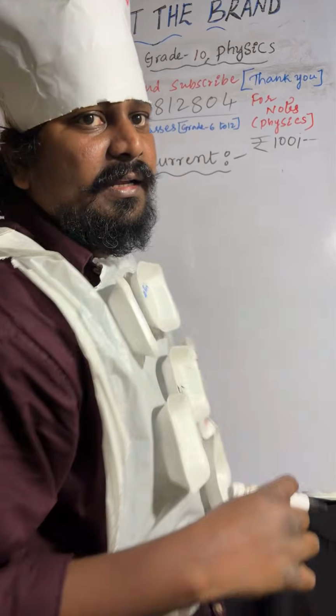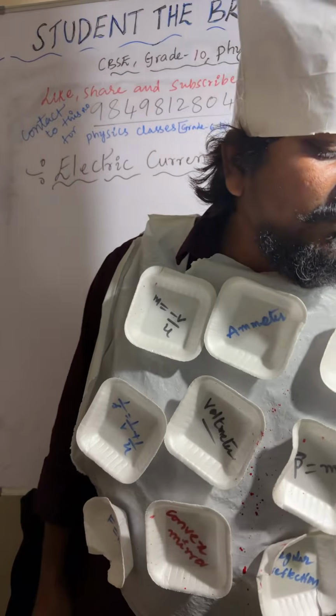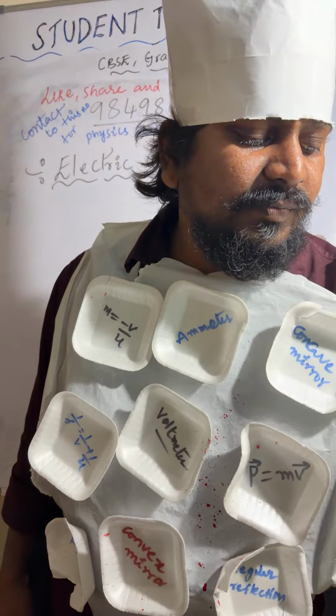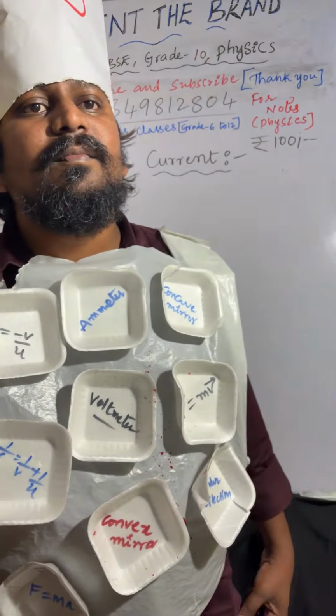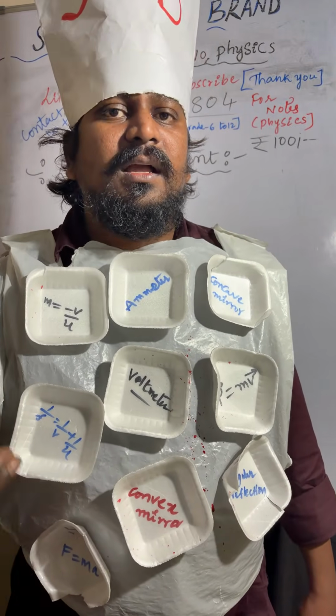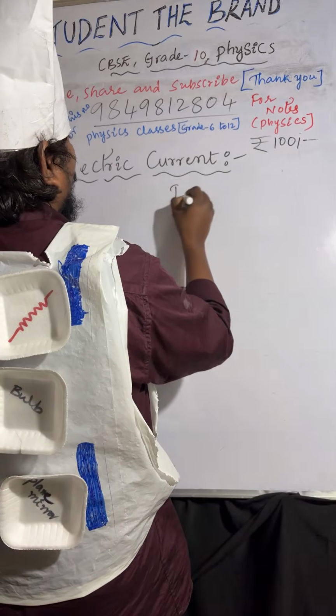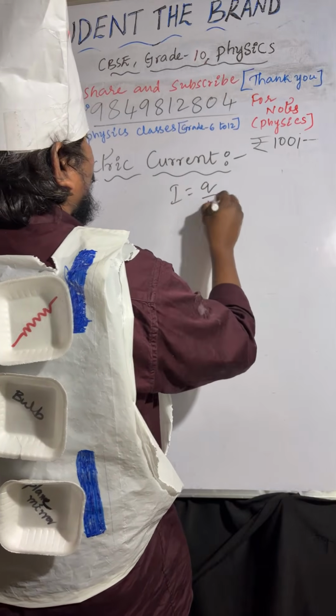Electric current is nothing but the rate of flow of charge. The rate of flow of charge is called electric current. I equal to Q by T.